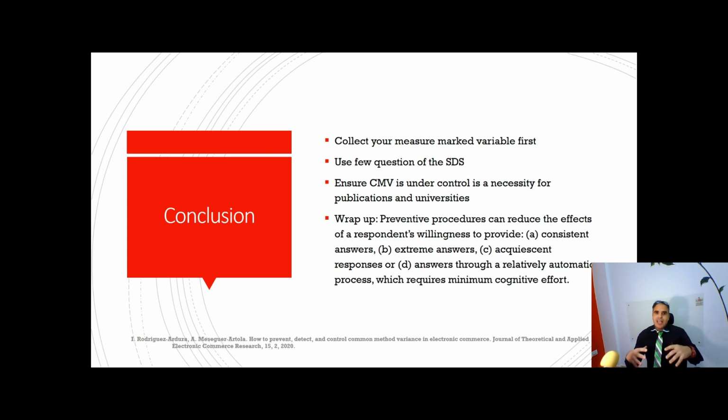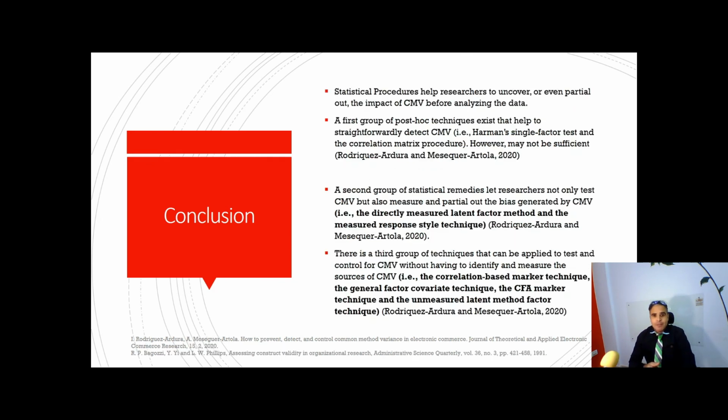In the prior video, we addressed the preventive procedures that you can use before collecting your data, like consistent answering, extreme answers, acquiescent responses, and answers through a relatively automatic process. You have to avoid all of these through the preventive measures that we have discussed, and you can go back to video number 8. In the statistical ways, there are many statistical procedures. A first group would use Harman single factor and the correlation matrix procedures, as we have demonstrated in this video. However, they may not be sufficient.